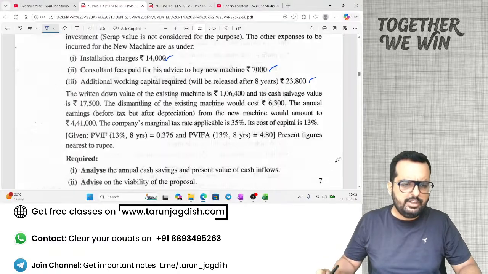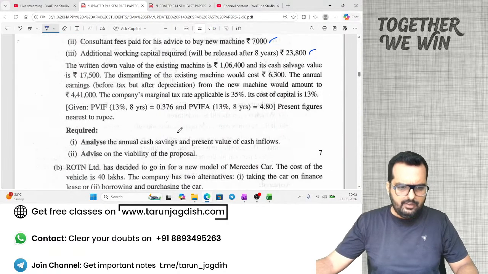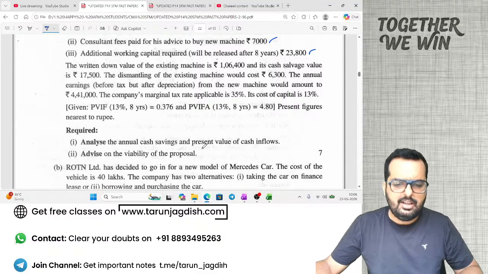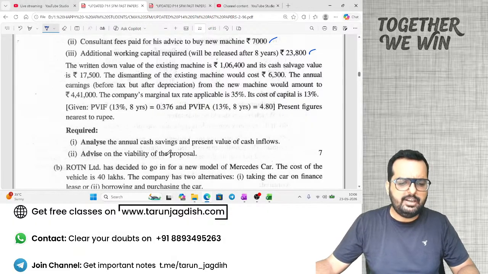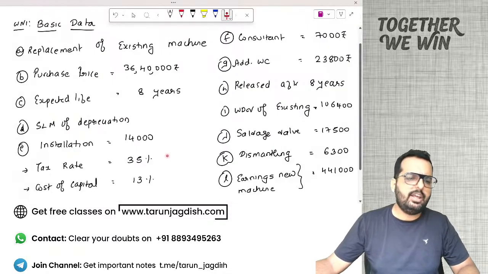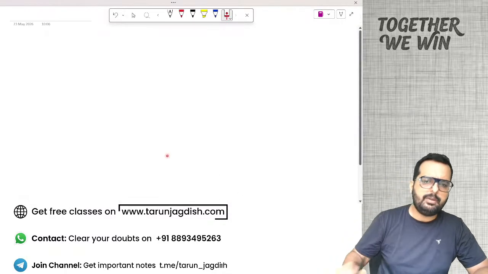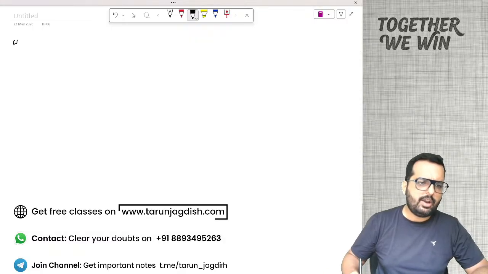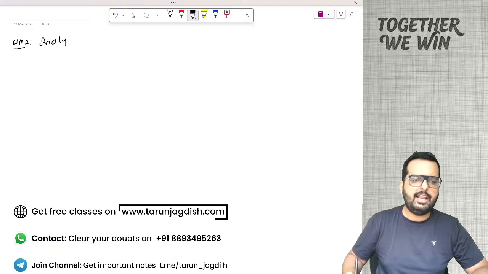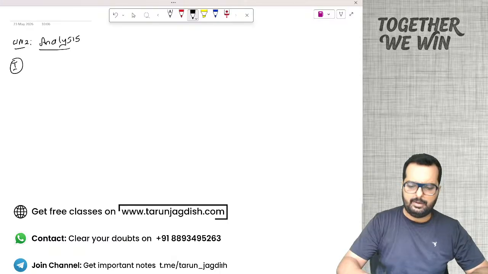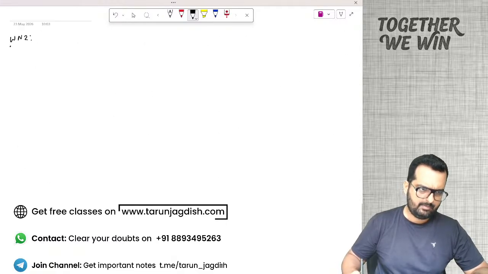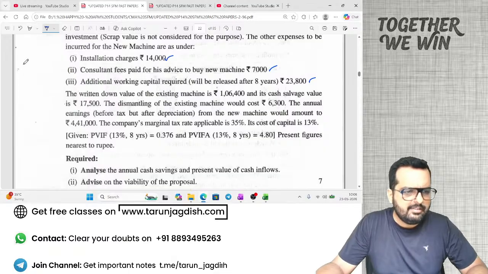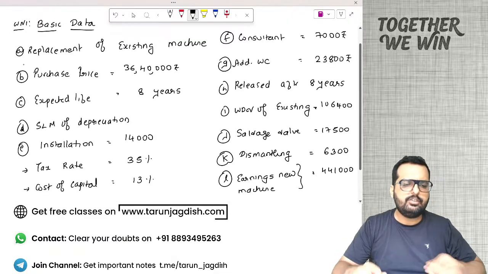Everybody clear so far? With this data, they want to analyze the annual cash savings and the present value of cash inflow. So basically, they want to find out the NPV and say whether it is viable or whether it is not viable. That is what they are asking over here. So point number one, we'll find out some hidden information over here one by one. Okay. So I'll now write down working note number 2, analysis. Working note number 2 is what? Analysis. So here, friends, we already have the purchase cost and we have the life.